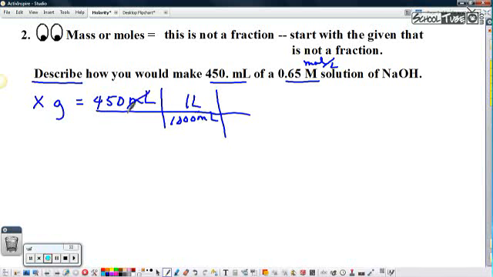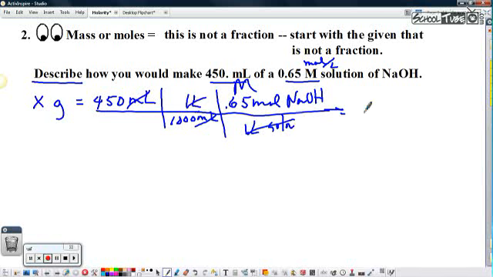Now milliliters cancel. This is milliliters and liters of solution. Now I can use my molarity. The molarity is 0.65 moles of what chemical? NaOH. Per 1 liter solution. Liter solution cancels. I need not moles, but grams, so that would be 40.00 grams of NaOH.